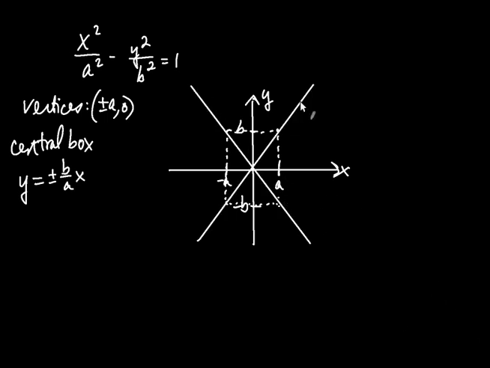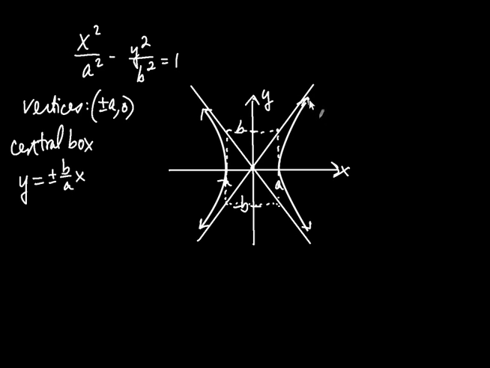So these are our asymptotes, and then our hyperbola. First of all, notice that the asymptotes go through the corners, but also through the origin. And then our hyperbola is going to go through each of the vertices, and it's going to asymptotically approach the asymptotes. That's why they're there. So we're going to draw in the hyperbola approaching each asymptote. Let's go ahead and do that. And that would be the graph of our hyperbola.